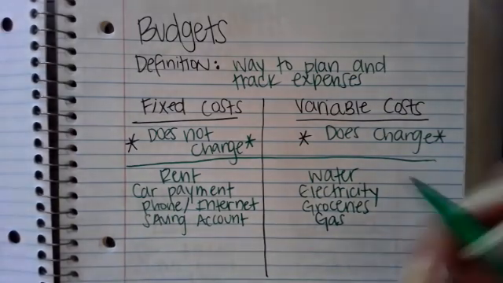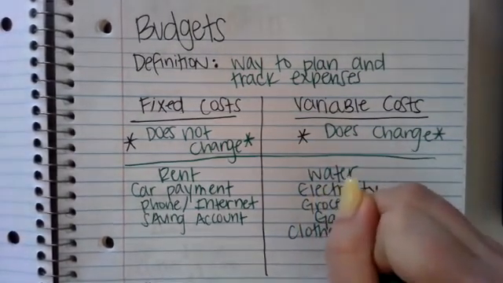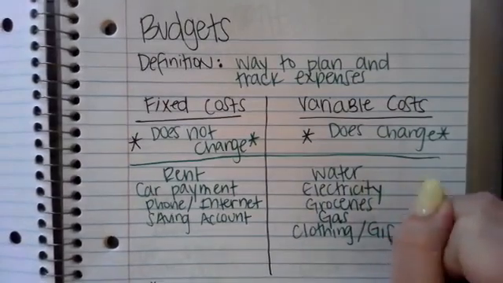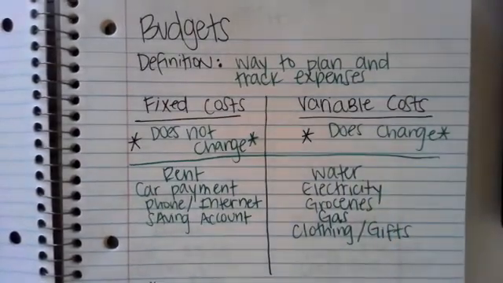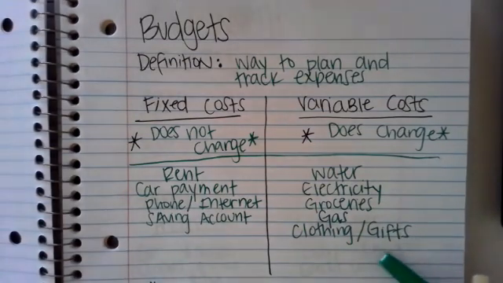And then sometimes, depending on the time of the year, we have expenses like clothing or gifts. So, when it comes time for back to school, we may spend more on clothing. When it's around the holiday season, we may spend more on gifts. So, depending on the time of the year, those kind of costs can change.